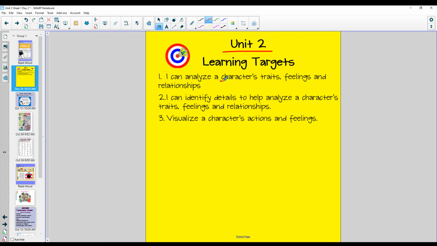1. I can analyze a character's traits by their feelings and relationships. 2. I can identify details to help analyze a character's traits, feelings, and relationships. And 3. I can visualize a character's actions and feelings. So let's first start with character traits.